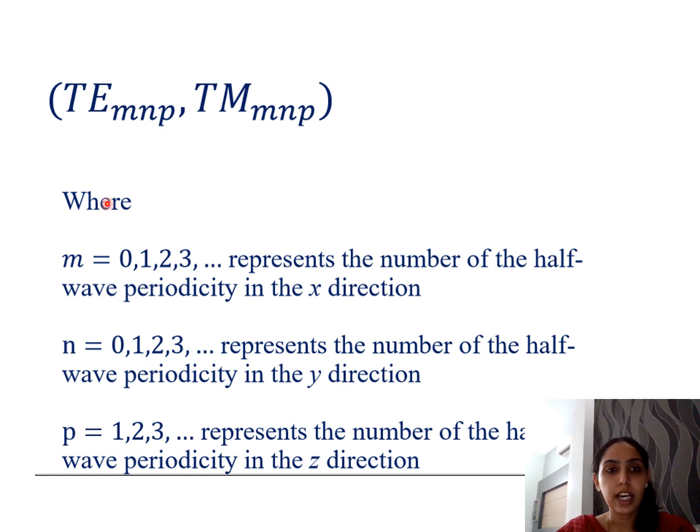Then here we have the representation TE_MNP, TM_MNP. Now what do these letters M, N and P indicate? M, which is an integer, represents the number of half-wave periodicity in the x direction. Again N, an integer, represents the number of half-wave periodicity in the y direction, and P, an integer, represents the number of half-wave periodicity in the z direction.